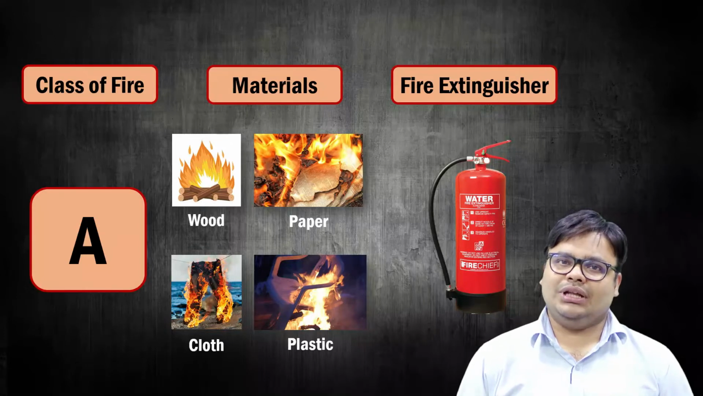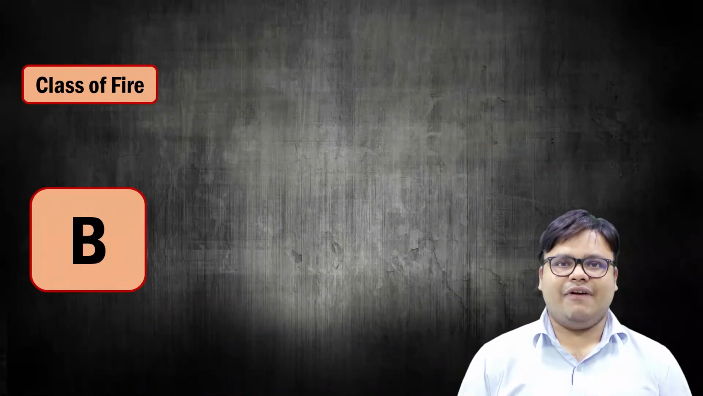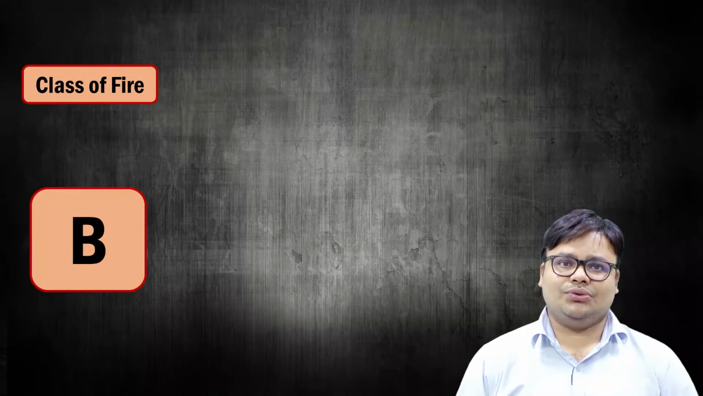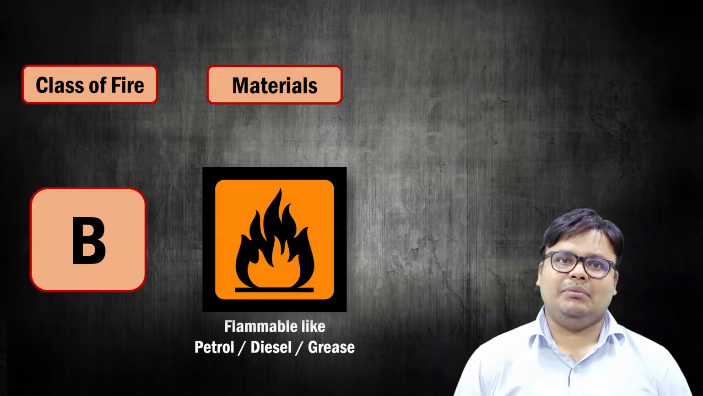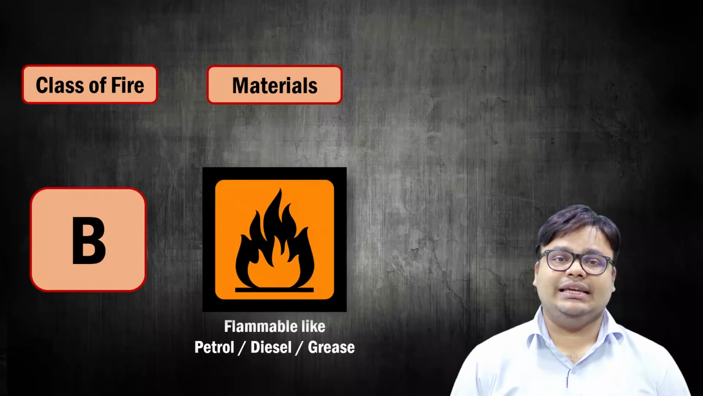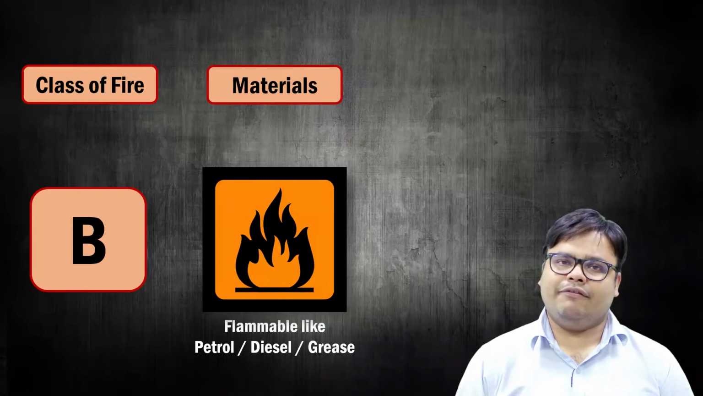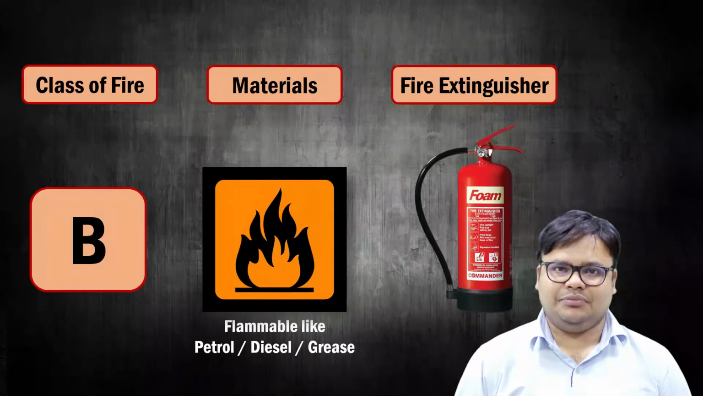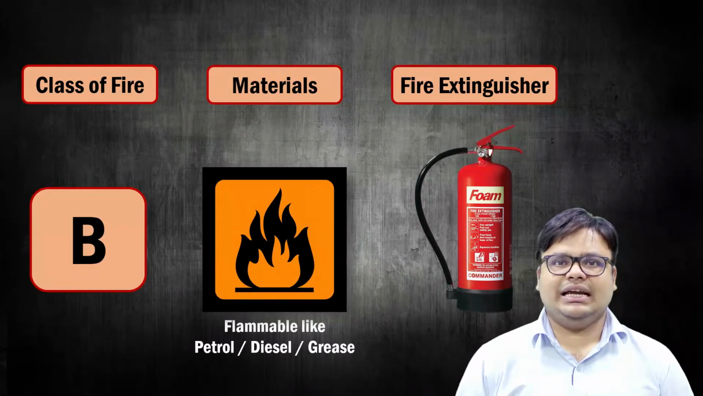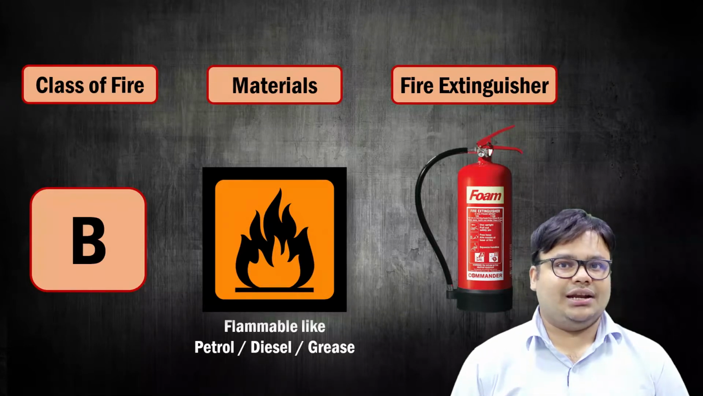Next, class B fires. As you can see in the slide, class B fire. Let us know the source materials. Here the source materials are flammable liquids like petrol, diesel, grease; such materials are the source of class B fire. Here the fire extinguisher used should be class B type, and basically it is of foam type. Please remember these important tips.